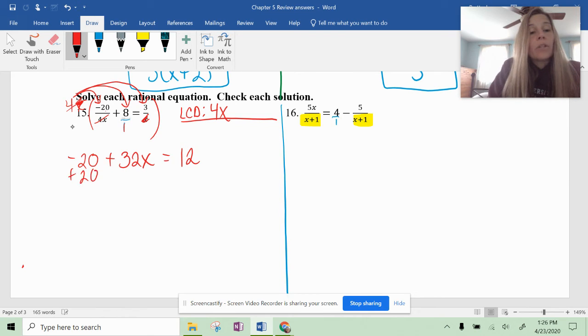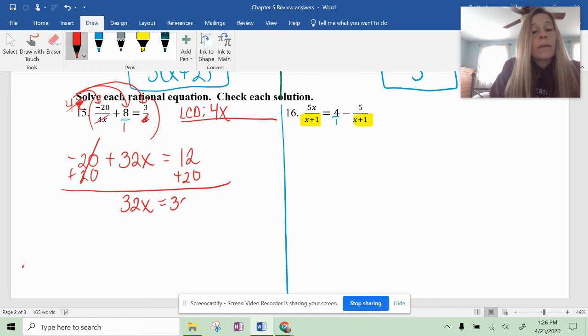Now I would add my 12 to both sides. Add 20 to both sides. And now I'm going to divide by 32. And I'm going to get x equals 1.